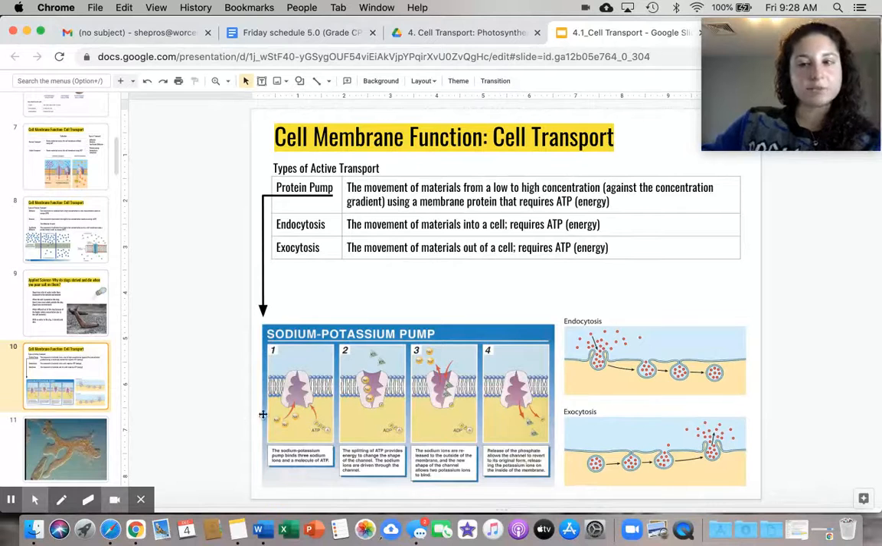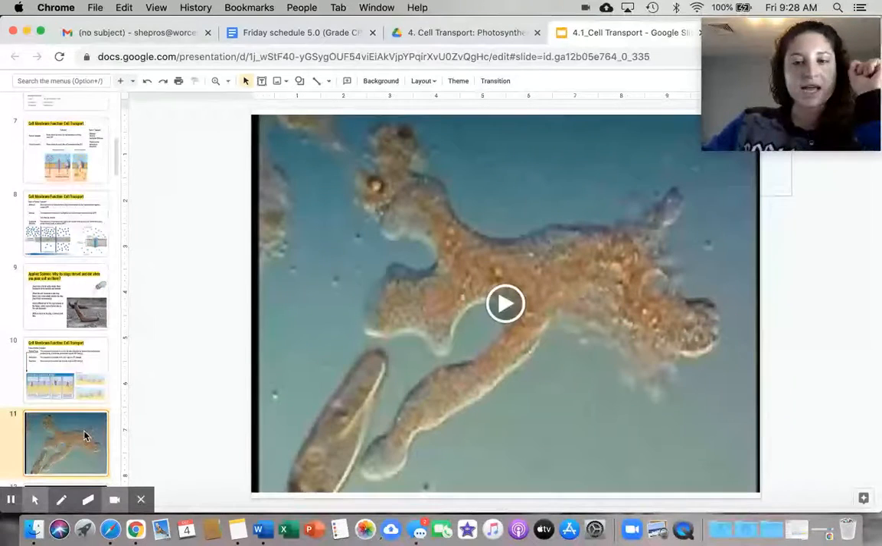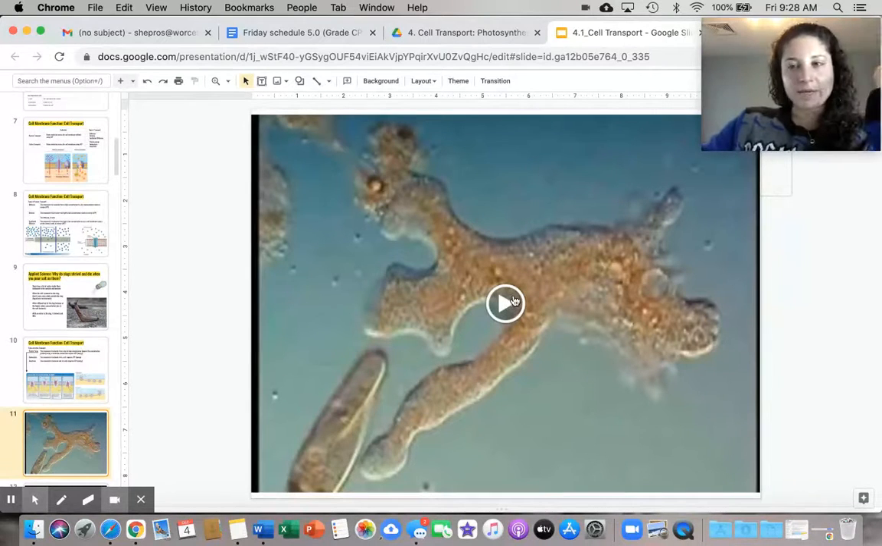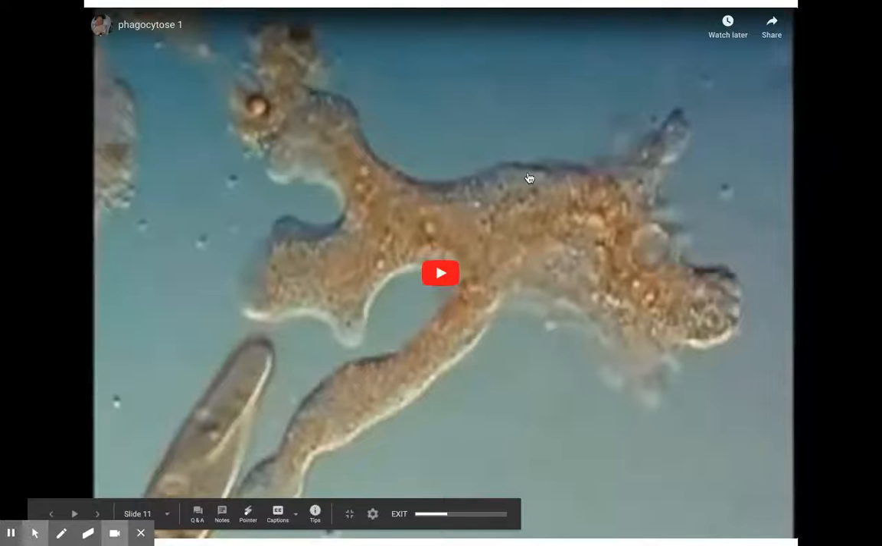So I get that this is probably hard to visualize. I have two videos I want to show you. This first one is endocytosis. I'll explain the second one when we go to watch it. So what we have right here is an amoeba. This is a single-celled organism. This amoeba is going to use endocytosis to eat this single-celled organism over here called a paramecium.